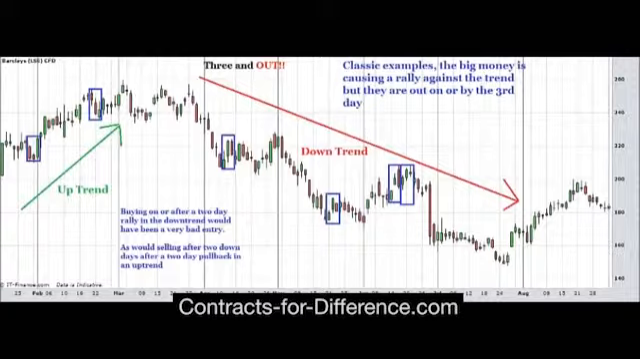This is a classic example of where the big money is causing a rally against the trend, or a movement against the trend, but they're out by the 3rd day. So this is why the free and out rule is just so important.